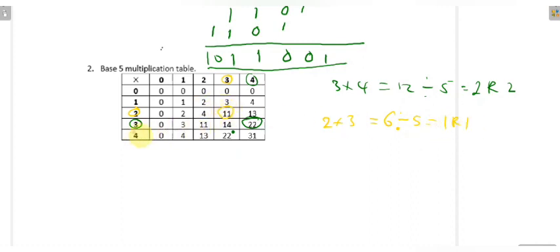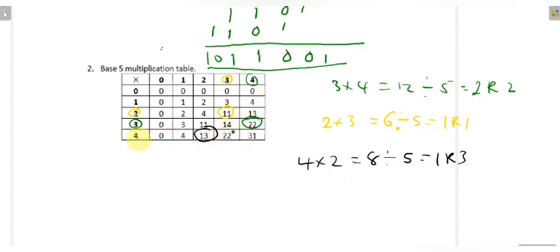I can pick another number. Let's say this: 4 times 2 is 8. 8 divided by 5 is 1 remainder 3. So I'm going to have 1, remainder 3. So that's it. That is what we have.